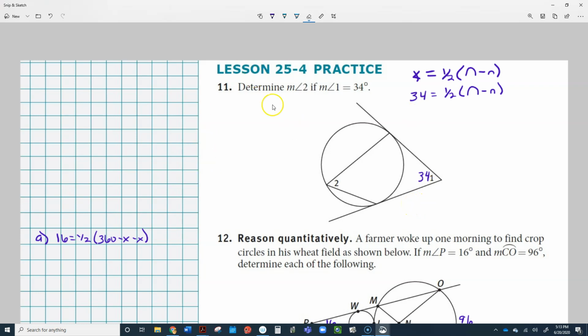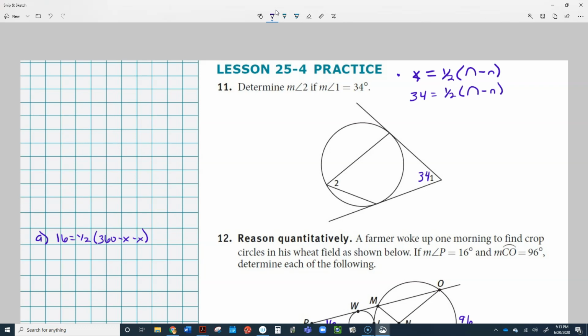Okay, so I'm going to run down here and do number 11. Number 11 was find the measure of angle 2 if the measure of angle 1 is 34. Okay, so I've written down the formula. This is what I know to be true right here. This is the formula that we have.